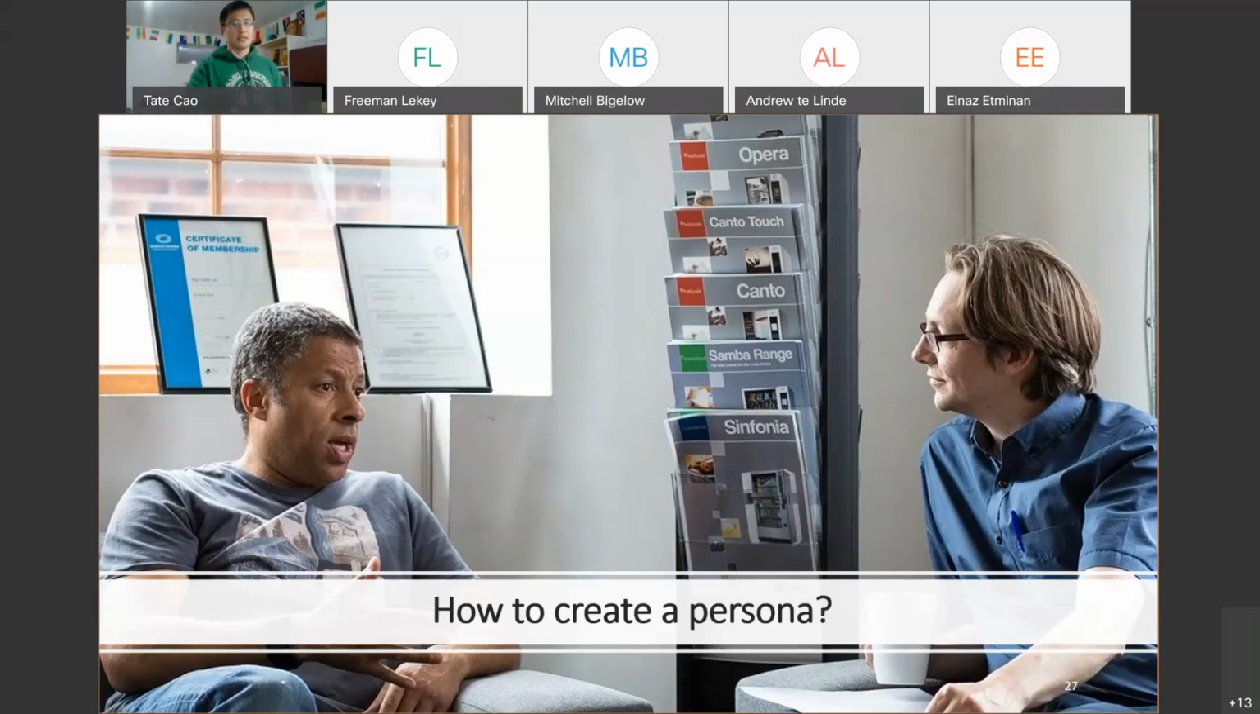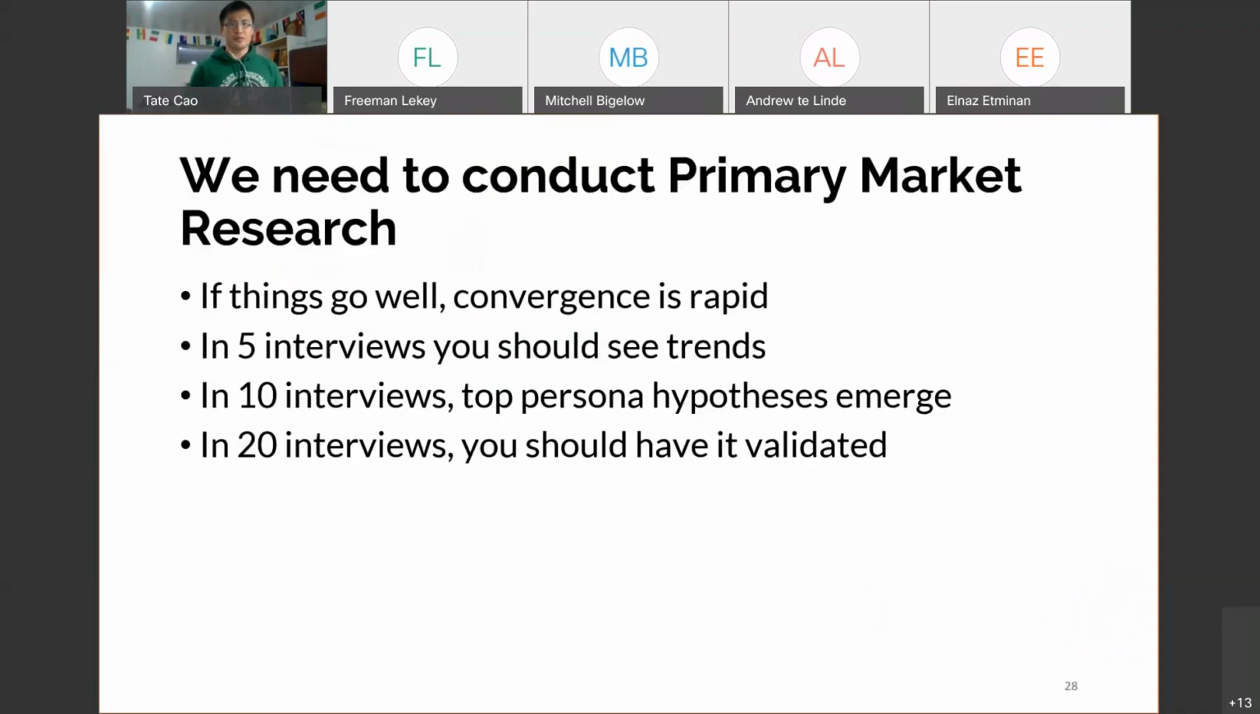So I'm just going to very briefly touch on this. How do you create a persona? It's really nothing hard, but actually to call people and talk to them. You need to do what we call primary market research.